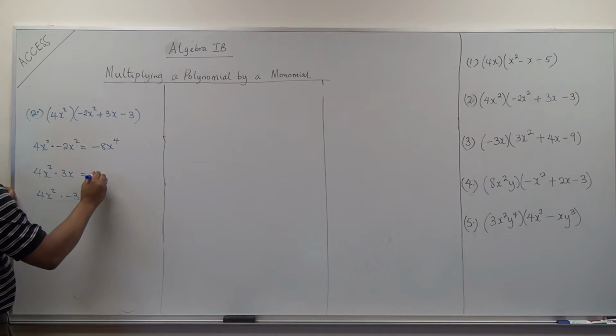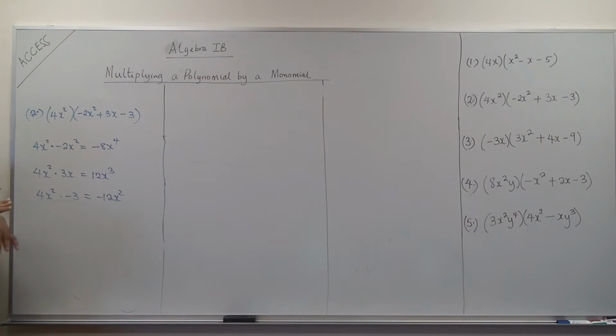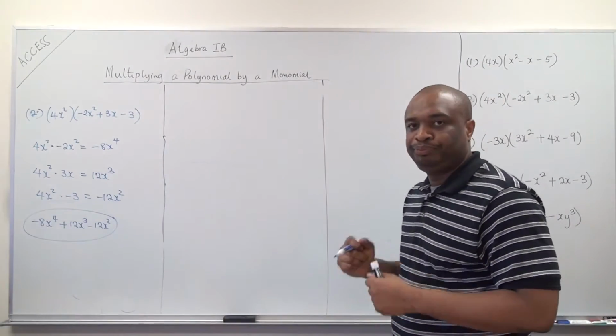So this is 12x cubed. And this is negative 12x squared. Then I write as is. I'm not putting my own signs. This will now be negative 8x⁴ plus 12x cubed minus 12x squared. And that becomes your answer for number 2.